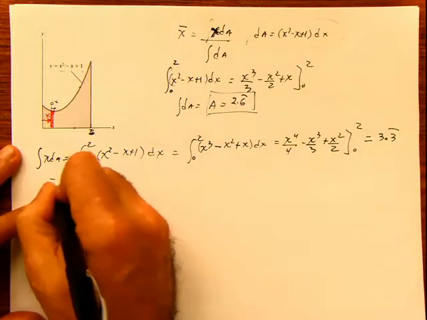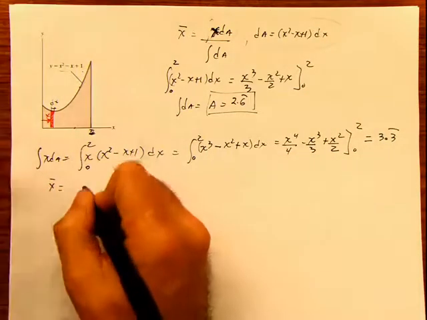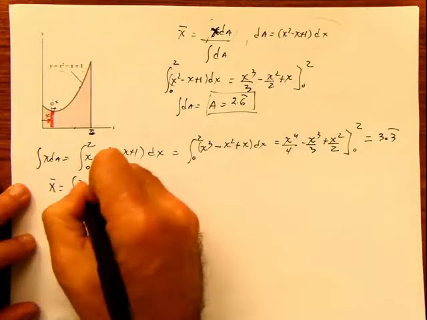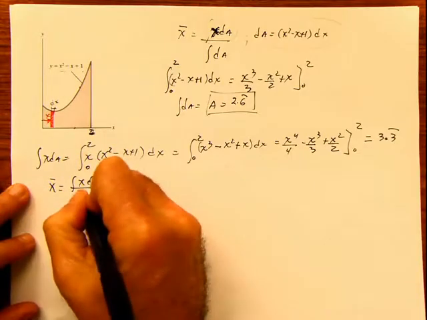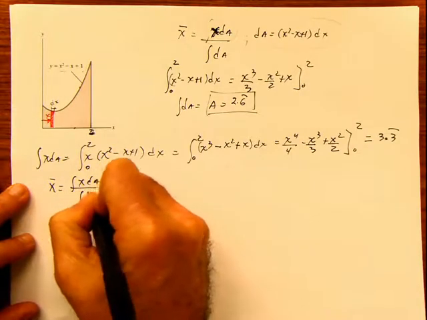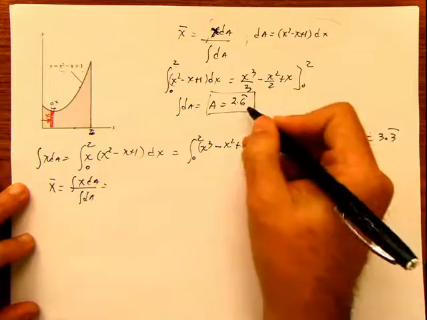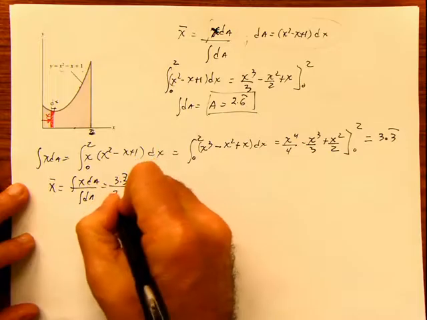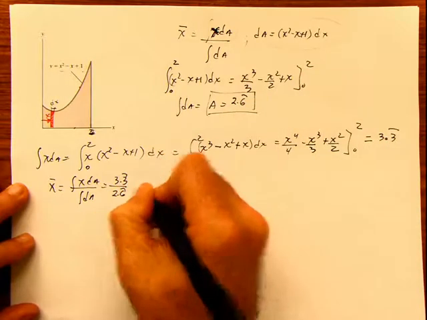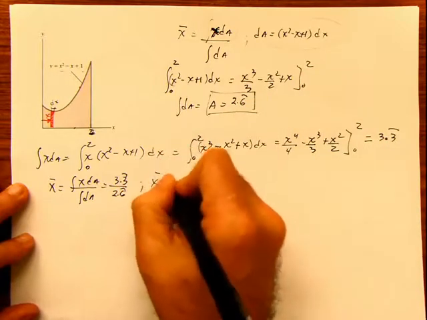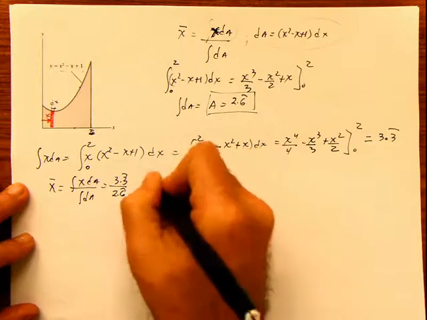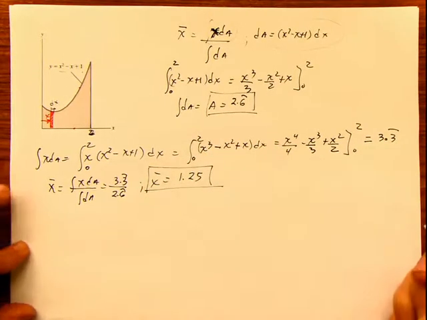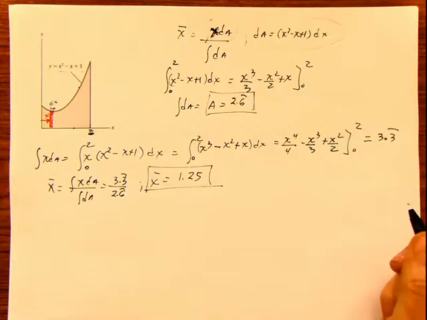At the end we have to apply this: x bar is going to be equal to the integral of x dA divided by my integral of dA, and this is 3.3 periodic divided by 2.6, which is also periodic, and my x bar is equal to 1.25 units. There you go, straightforward, this part.